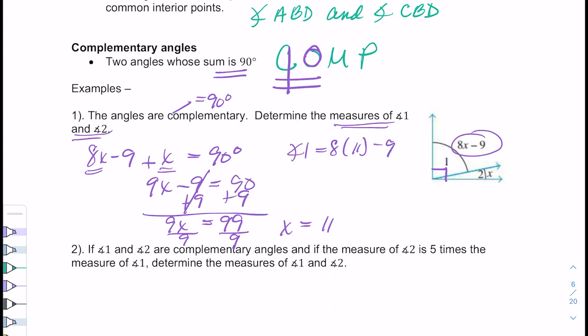So 8 times 11 is 88, minus 9 gives me 79 degrees. So I know that angle 1 is 79 degrees. And luckily, angle 2 is just x, so angle 2 is 11. To check your answer, remember they're complementary. They should add up to 90. So 79 degrees plus 11 degrees does add up to 90 degrees. So that means we're good.